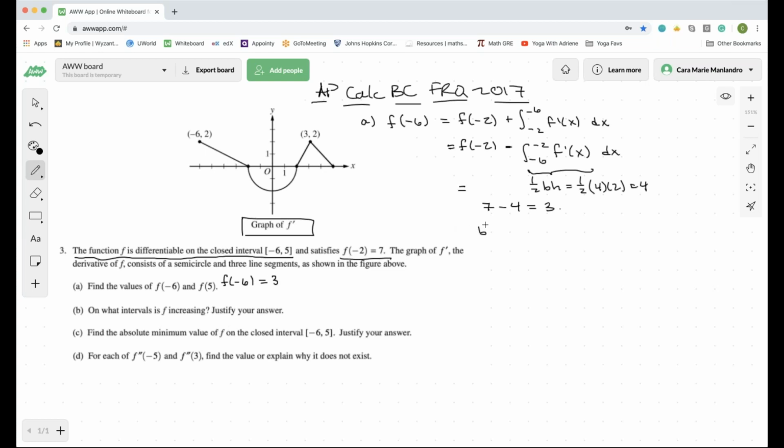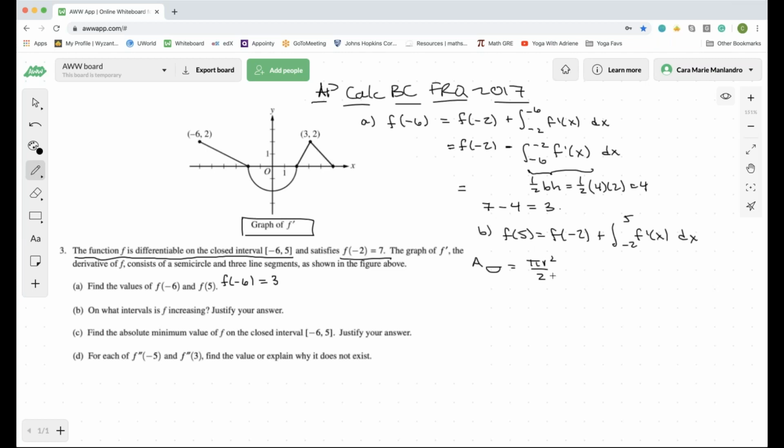Awesome. If we look at f of 5, we're going to compute it the same way. f of 5 is going to be where we want to start, plus the integral from negative 2 to 5 of my derivative. Same procedure. Now a little more interesting because I have 2 areas to deal with. We can find the area of my semicircle. Pi r squared would be the whole circle, but it's a semicircle, so I'm dividing by 2.